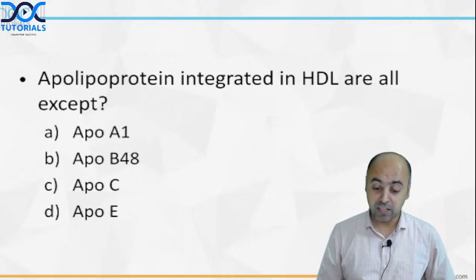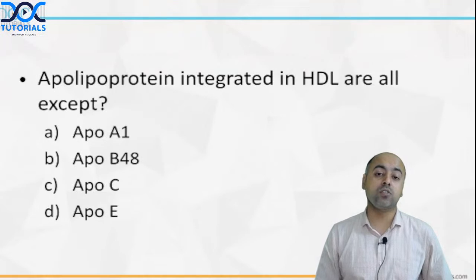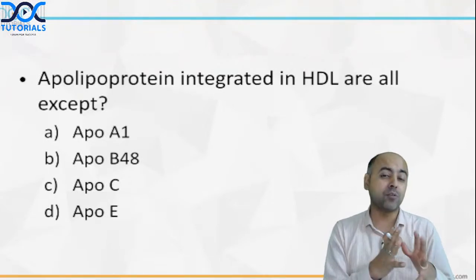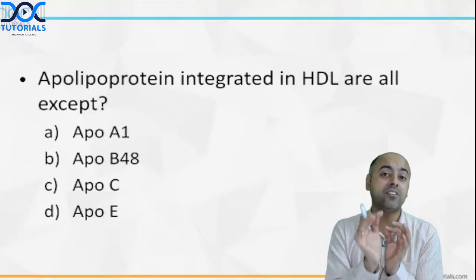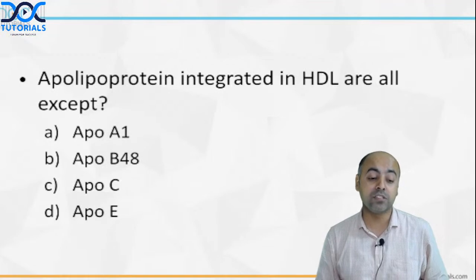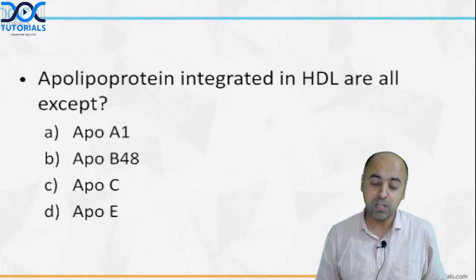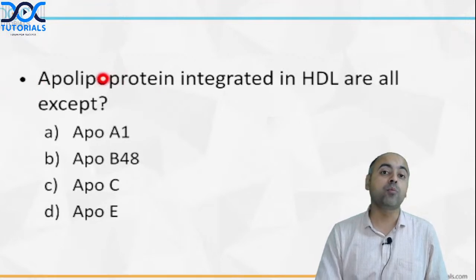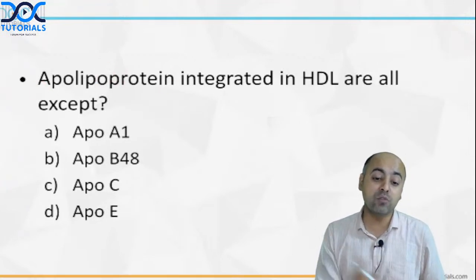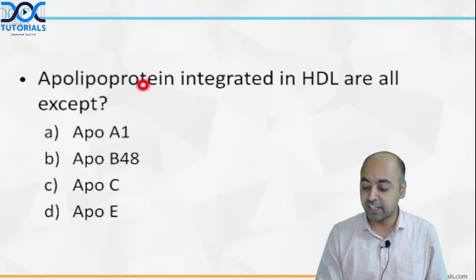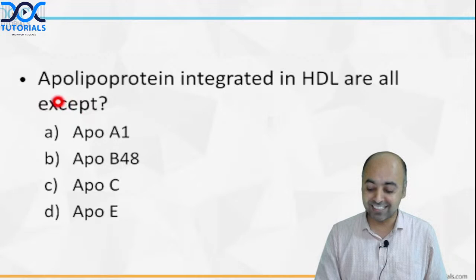Now we have another very important point which is commonly asked. Lipid metabolism is very vast, but from there we get very specific questions. Mostly they will talk about the transport of lipids, where the lipoprotein will come into the picture. In lipoproteins, the proteins which are there are known as apolipoproteins, which help us distinguish between the different types of lipoproteins. The question which is asked is: apolipoproteins integrated in HDL are all except.